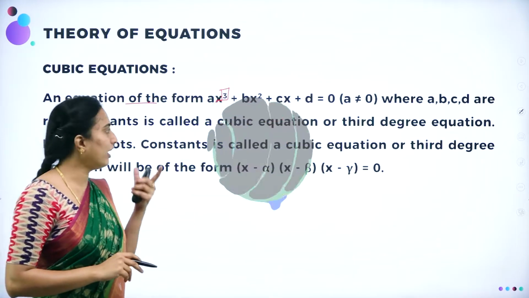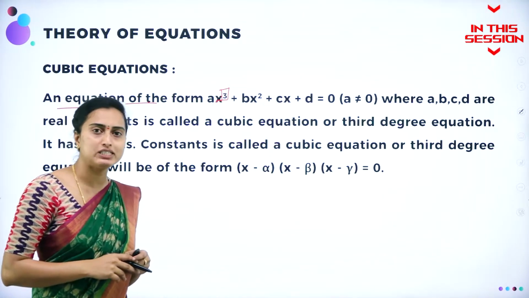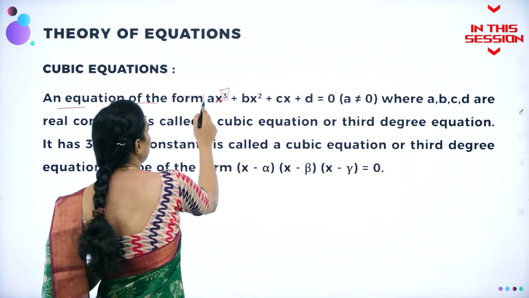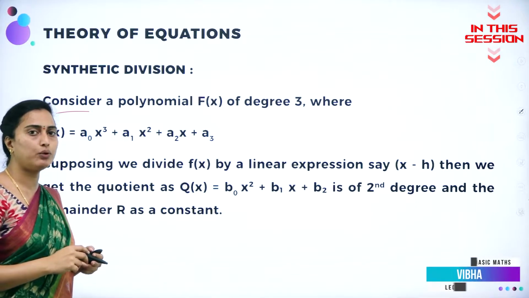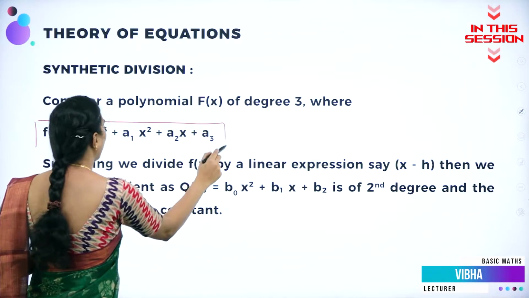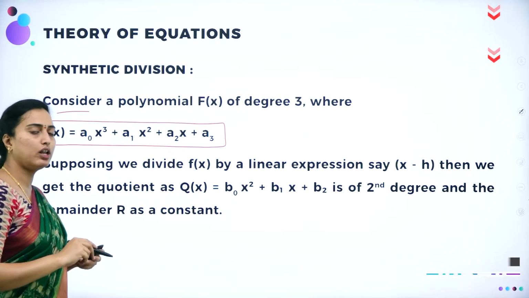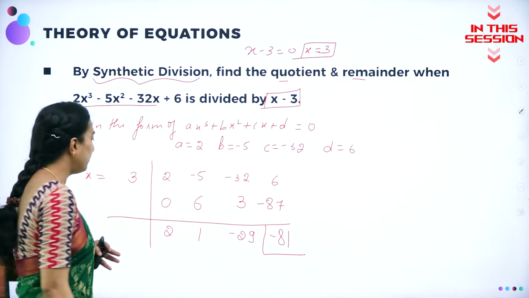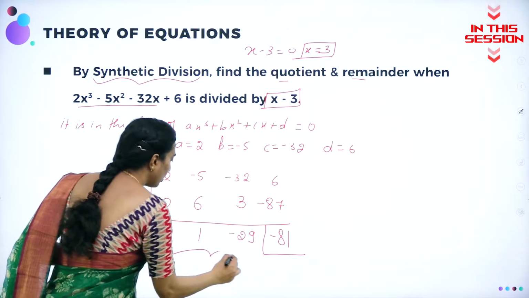It is in the form of ax cube plus bx squared plus cx plus d is equal to 0, where the coefficient of x cube, that is a, must not be equal to 0. Polynomial equation f of x of a degree 3 is given by f of x is equal to a naught x cube plus a1 x squared plus a2 x plus a3. What you are going to find out at last is called the remainder, and this is nothing but the quotient.